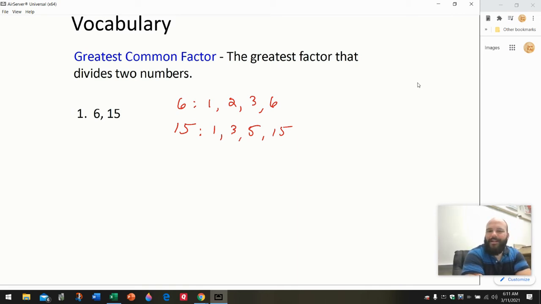And what they want is the greatest common. So the reason why they say the greatest is they want the biggest number. And when they say common, common means it's the number that they both have. Now, in this case, these two numbers only share one common factor. And so it's going to be the greatest. And that number is 3. So there's your answer. The GCF is 3.